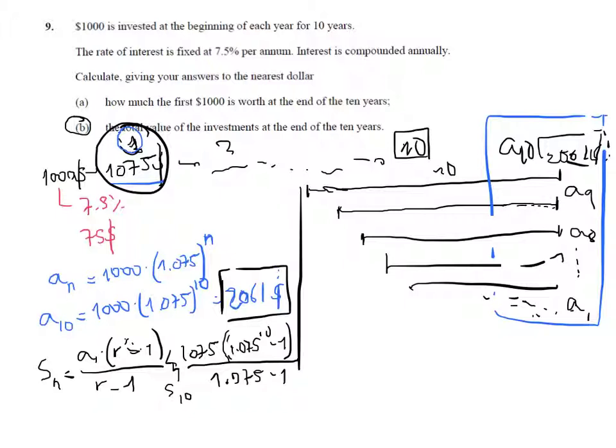What's the solution of this going to be? Let me quickly do it: 1.075 to the power of 10 minus 1, times 1.075, divided by 0.075. Let me try to do it again, there's something wrong here. Minus 1 times 1,075, there you go, divided by 0.075, and the answer of that is going to be $15,208, which is going to be the answer to part B.